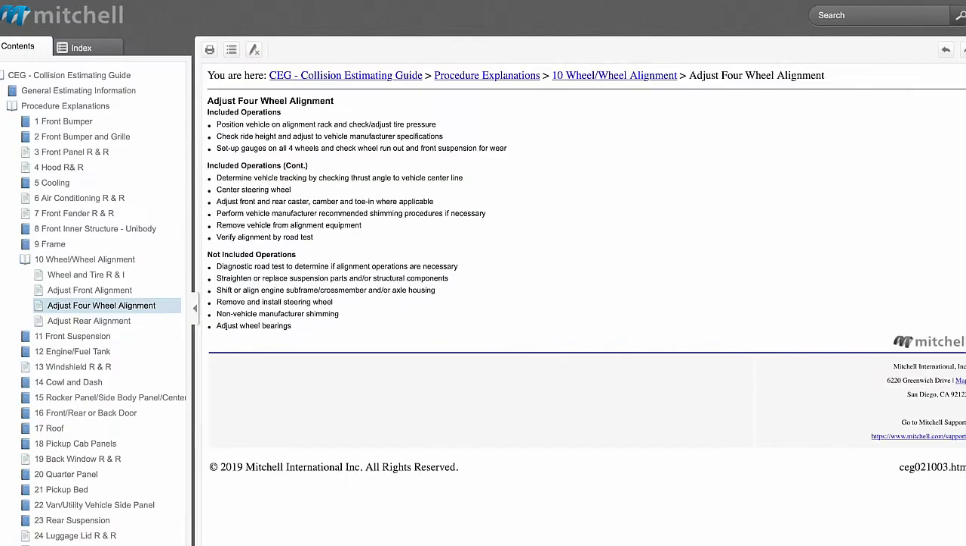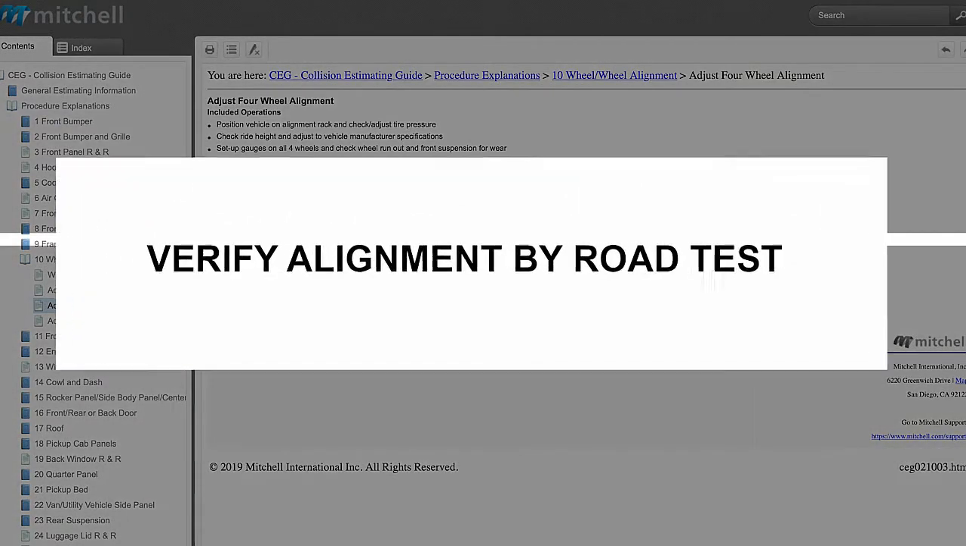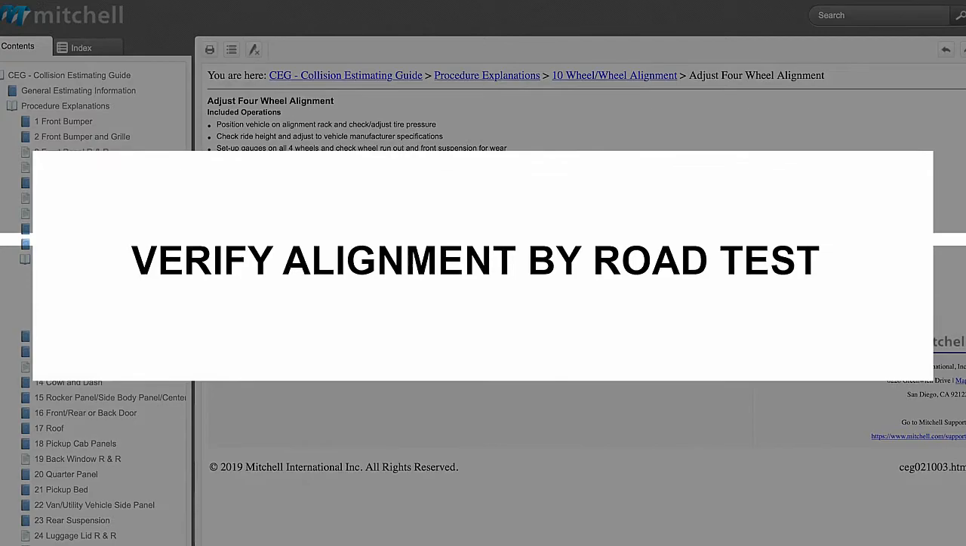In the Mitchell Collision Estimating Guide, or P pages, road testing the vehicle is only included in the alignment procedures, listed as verify alignment by road test. It's important to note that this step would only be included when utilizing the listed labor time for alignment rather than sublet, and that verifying the alignment is different from dynamic calibration requirements that the manufacturer may call for that require driving the vehicle to reset systems post-alignment.